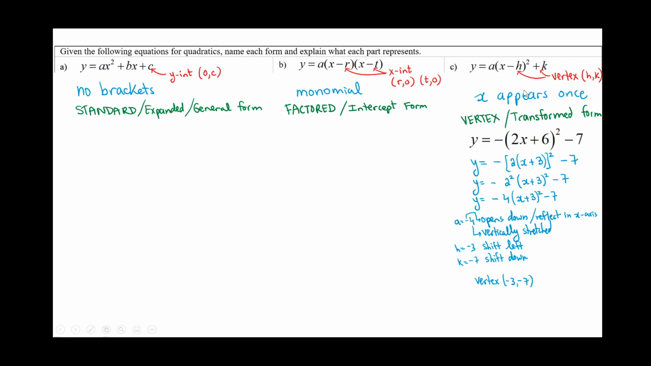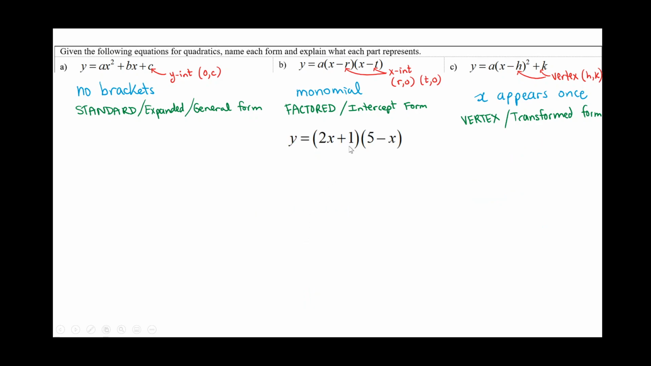So overall, from this form, you can definitely tell what the vertex is. And if you were asked what is the axis of symmetry, you would say this first number, -3. And if you were asked for optimal value, you would say this last number, -7. And here would be a rough sketch of this graph. We have our vertex, and we know it's opening down and vertically stretched, so it's pretty narrow.